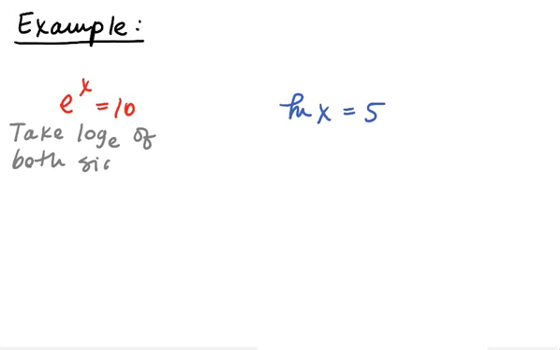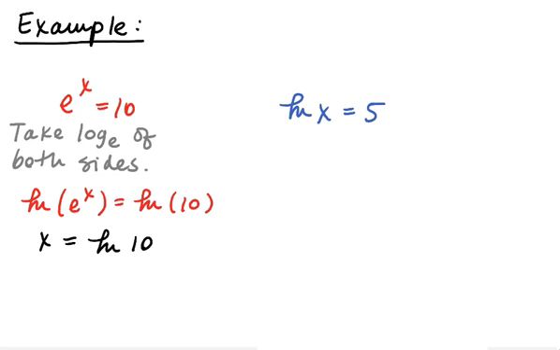Now we know that the log with base e is the natural log. So I'm going to say natural log of e to the x is equal to natural log of 10. But the natural log of e to the x is just the exponent I would put on e to get e to the x. That would be the x exponent. So x is equal to the natural log of 10. This is an exact answer.